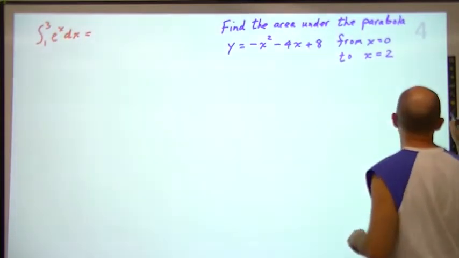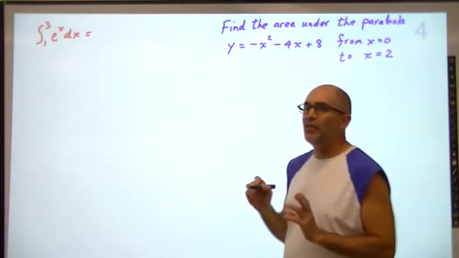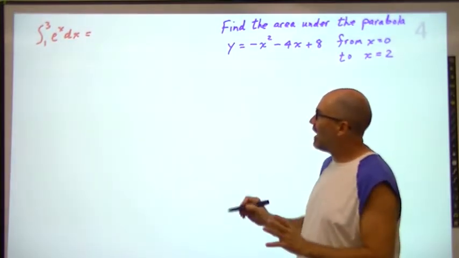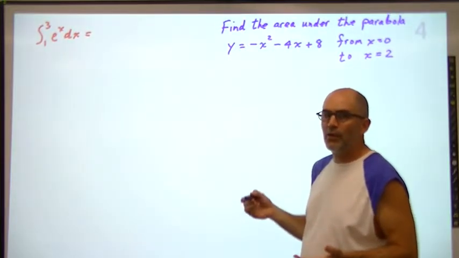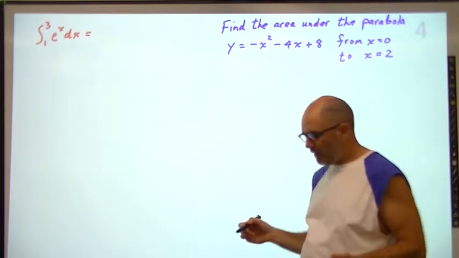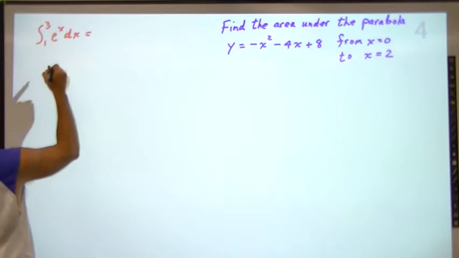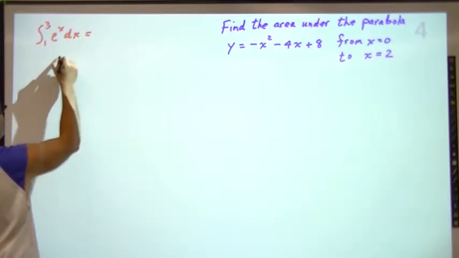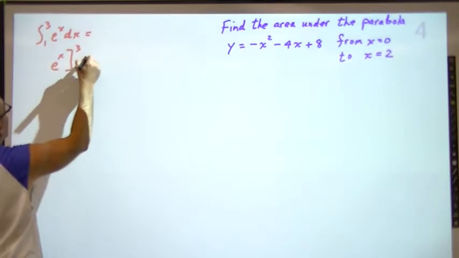The integral from 1 to 3 of e to the x dx. Now this is an area under a curve. So basically we're using fundamental theorem part 2 here. The antiderivative of e to the x is e to the x. So I just go, it's e to the x from 1 to 3.